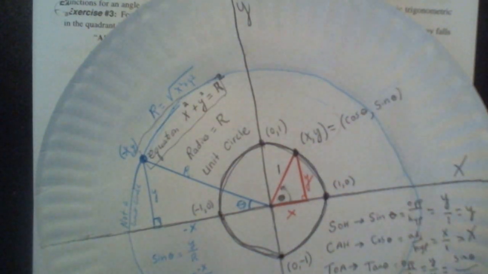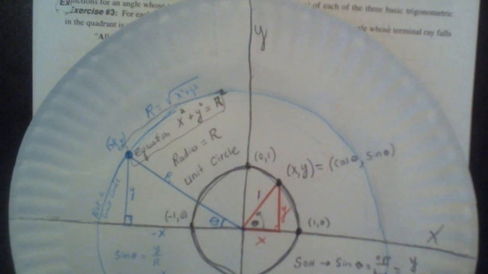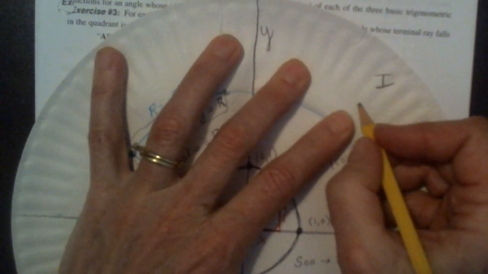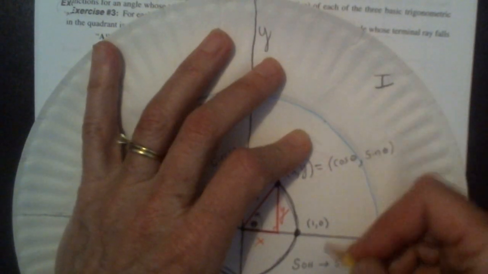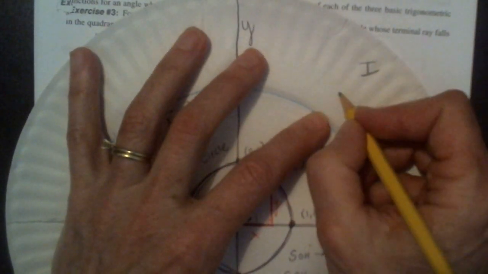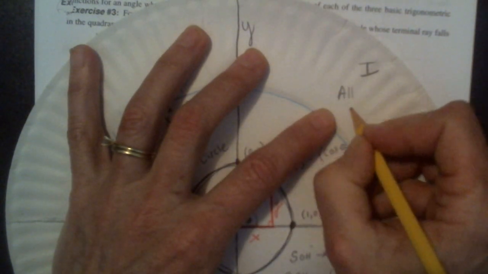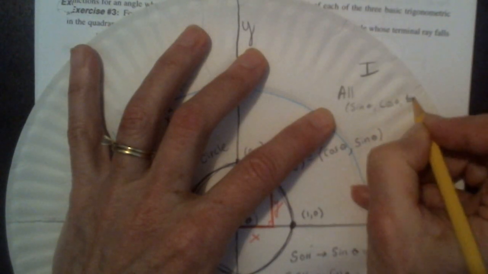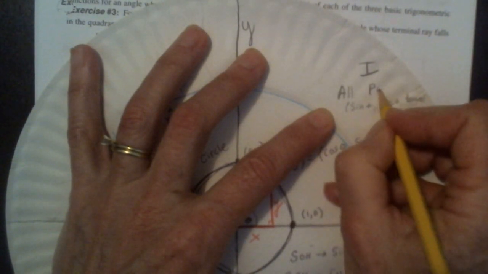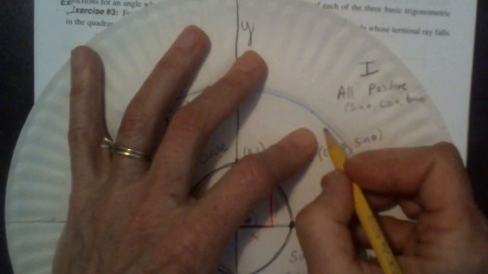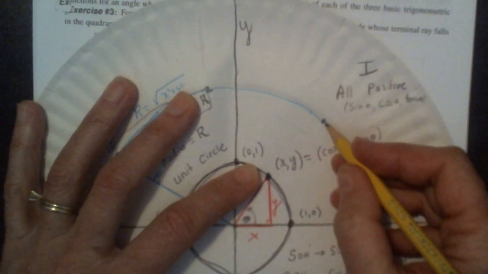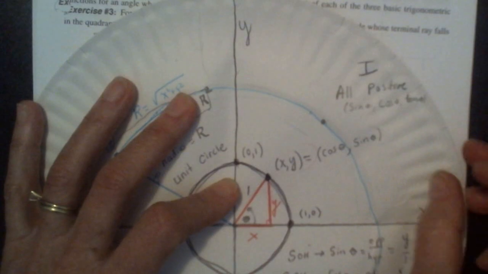Now what we're going to do is talk about each one of these quadrants here. We have quadrant 1, which are all angles that are created over here. And in quadrant 1, all three trig functions, sine, cosine, and tangent, are positive. All of them, because if you pick any point x, y on this blue circle, the x is positive, the y is positive, and positive over positive is going to be positive.